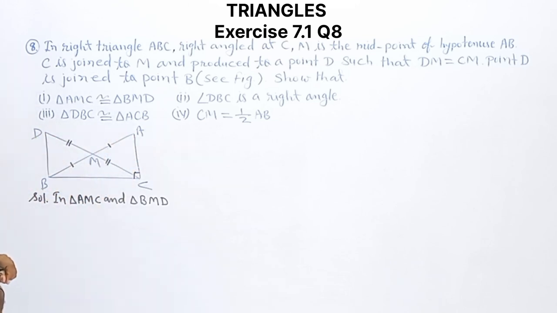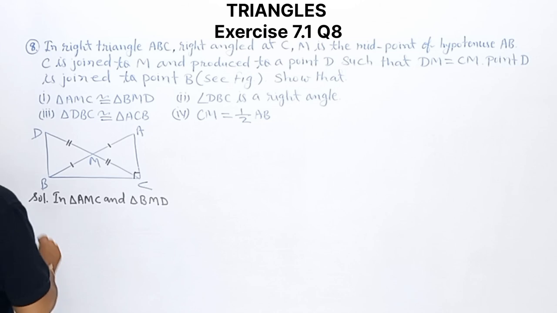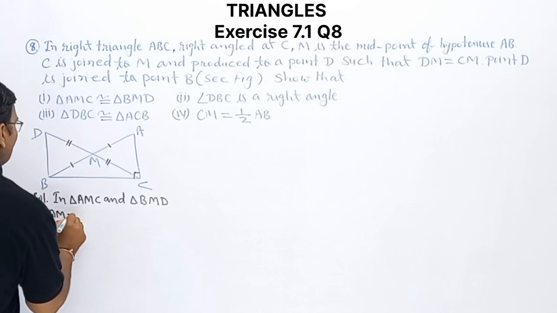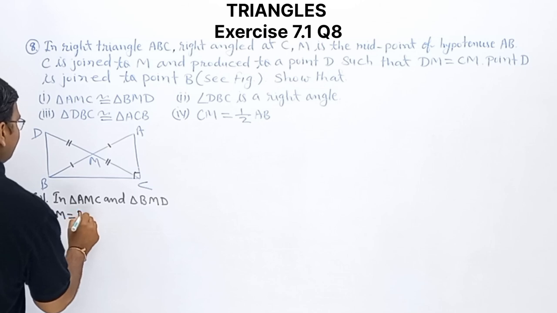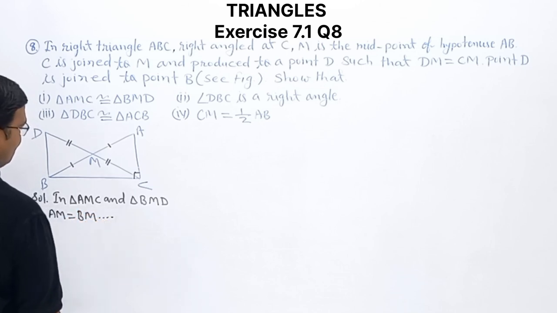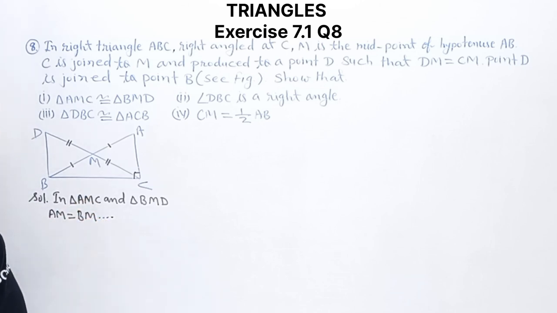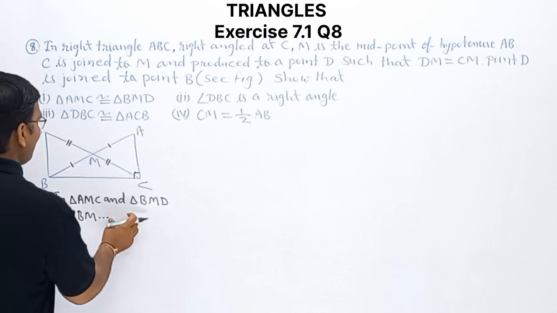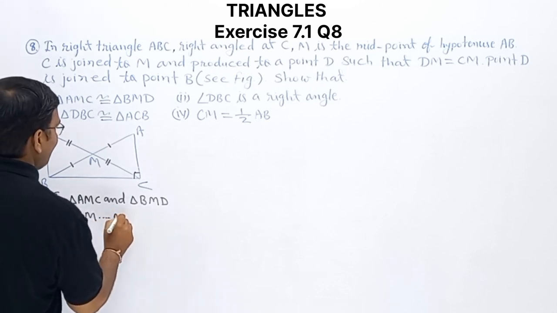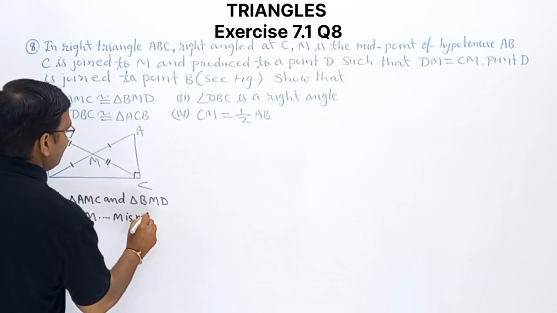First, we should write the given data. What things do we have? M is the midpoint of AB. So we can say AM equals BM. It is given in the question. Why AM equals BM? M is the midpoint of hypotenuse AB.